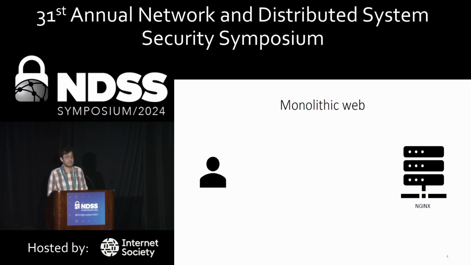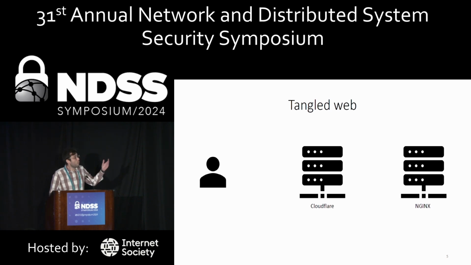The assumption is that we have a monolithic web. So it assumes that we have only one single server in the communication path. However, as you know, this is not true today. We have a more tangled web today, with multiple proxies in the communication path. For example, we might have a CDN like Cloudflare that proxies our communication to the origin server, for example Nginx. The state-of-the-art cannot work with this setup. So now we have a problem.